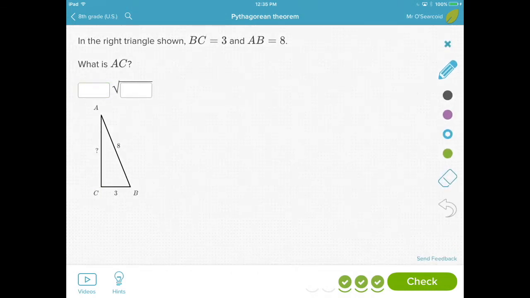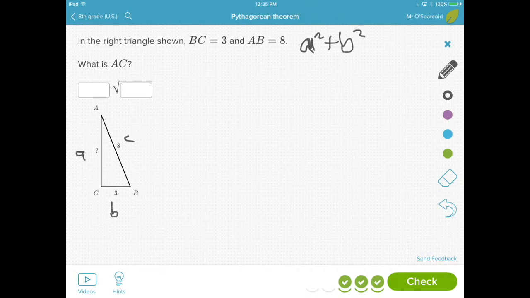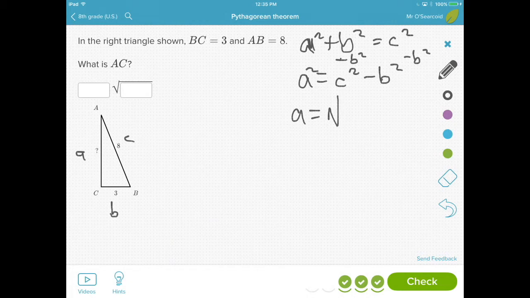Now in this problem we have BC is equal to 3, AB is equal to 8. We notice when we put in A, B, and C, A squared plus B squared equals C squared is of course our formula, our Pythagorean theorem. We have C, we have B, we're looking for A, so we've got to subtract B squared from both sides. Okay, that'll get us A on its own, and therefore A squared is equal to C squared minus B squared, and A is going to be equal to the square root of C squared minus B squared. So that's what we're going to work with.